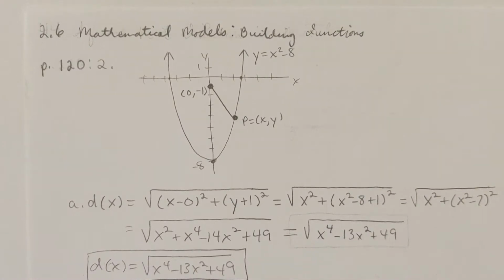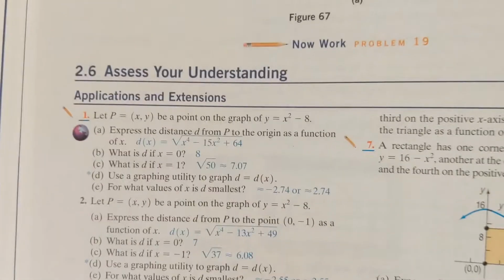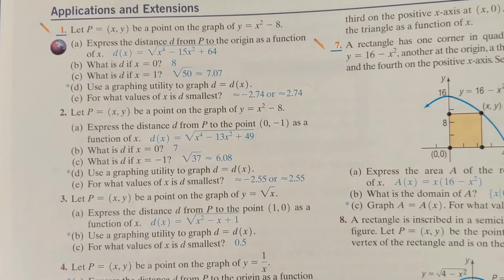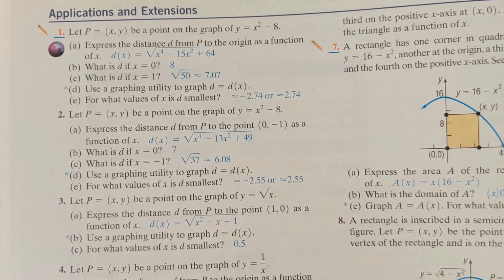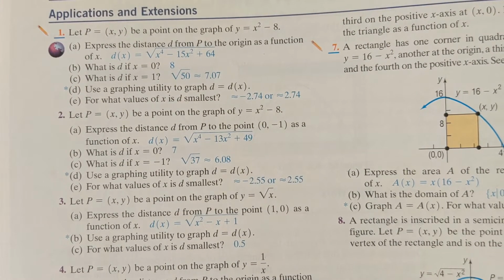Okay, in this section we're going to look at mathematical models, building functions from applications. On page 120, I thought the best way to do this section was just to do a bunch of problems that were in the book for practice. On page 120, problem 2, it says let P be a point on the graph of y equals x squared minus 8.